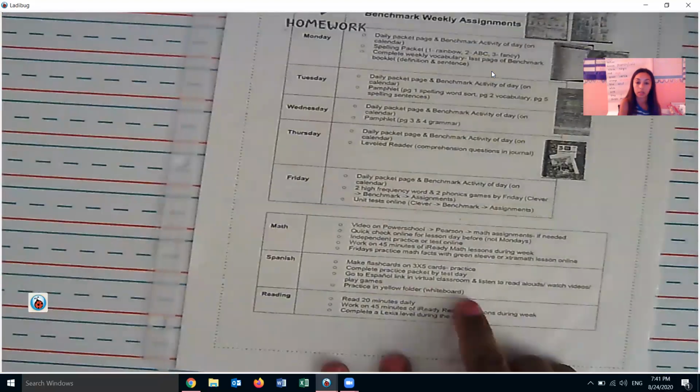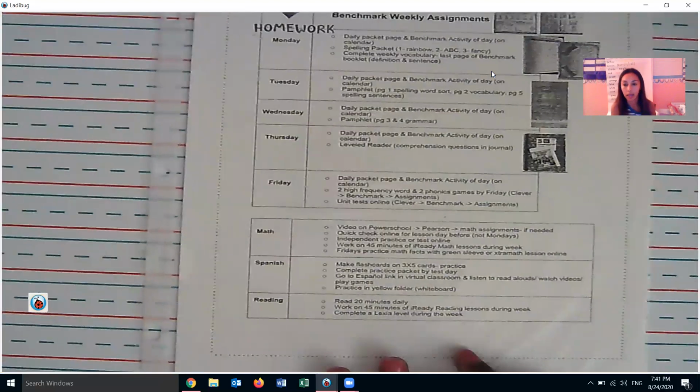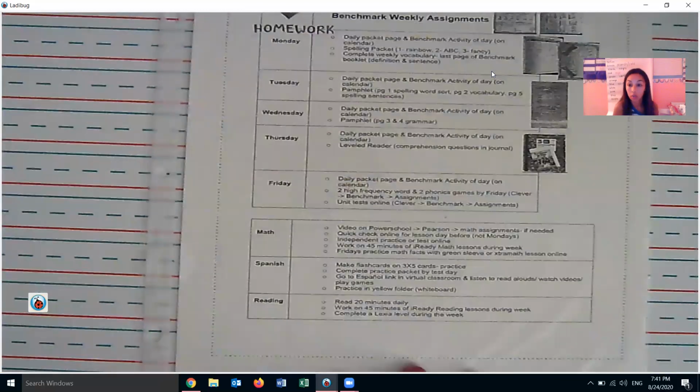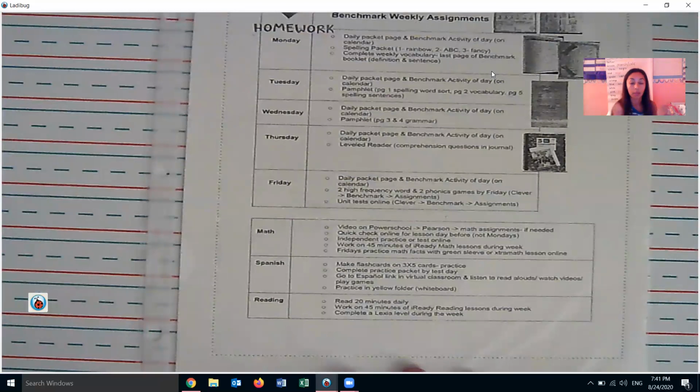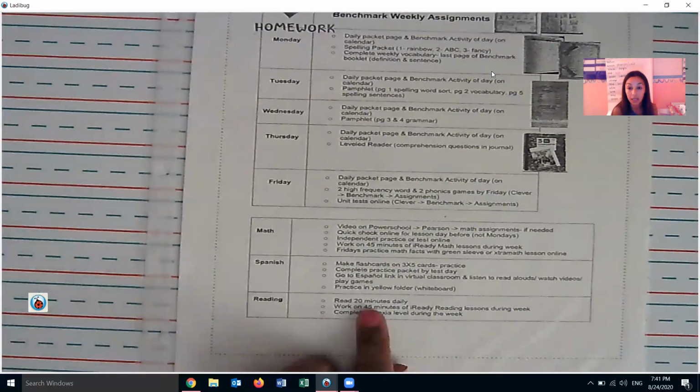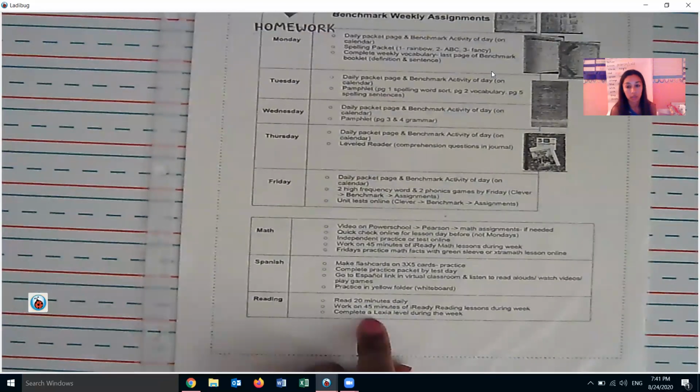So just a few ideas on how to practice your Spanish. It kind of is up to you, whatever works for you at home. You can also use just your regular whiteboard that came in your bin. Reading, you should read 20 minutes daily. Reading is really good for us, especially right now that we don't have our library.